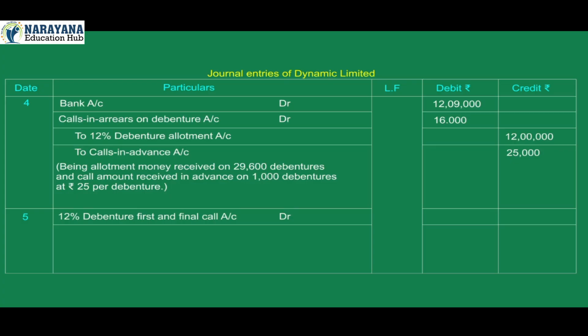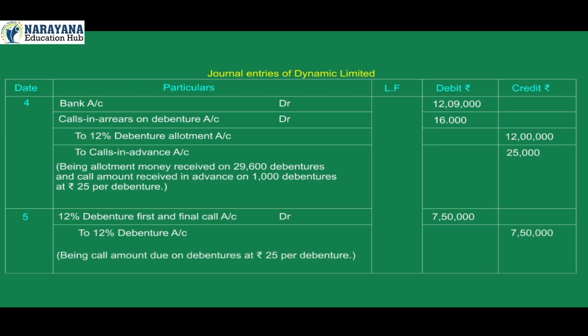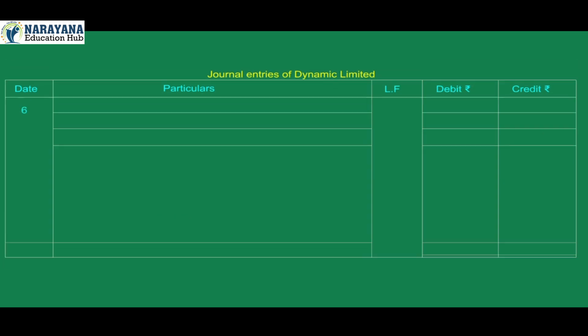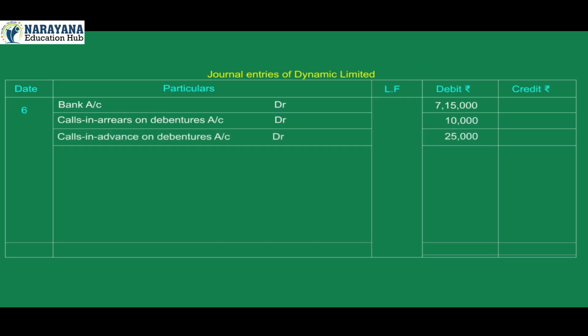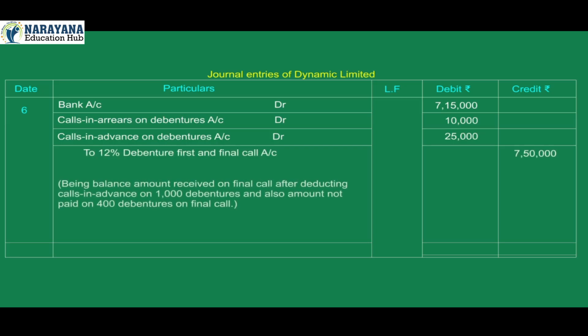5. 12% debenture first and final call account debit 7,50,000 to 12% debenture account credit 7,50,000. Being call amount due on debentures at Rs 25 per debenture. 6. Bank account debit 7,15,000. Calls in arrears on debentures account debit 10,000. Calls in advance on debentures account debit 25,000 to 12% debenture first and final call account credit 7,50,000. Being balance amount received on final call after deducting calls in advance on 1,000 debentures and also amount not paid on 400 debentures on final call.